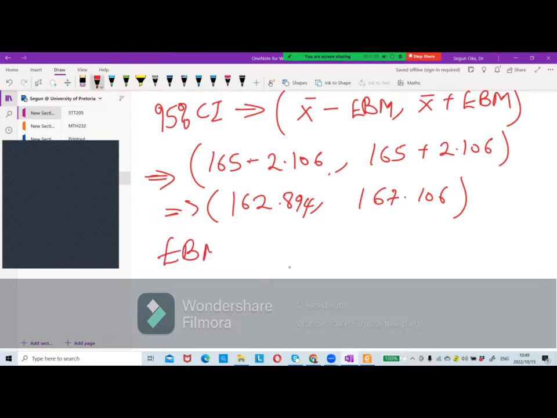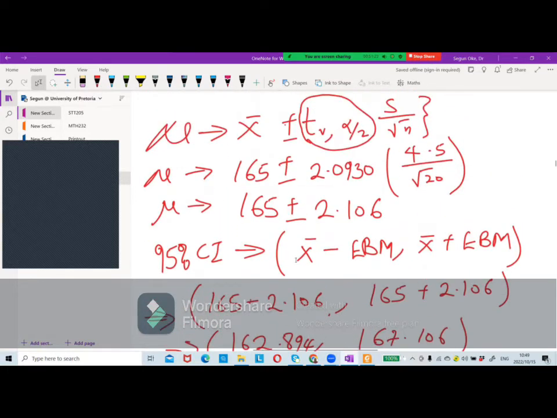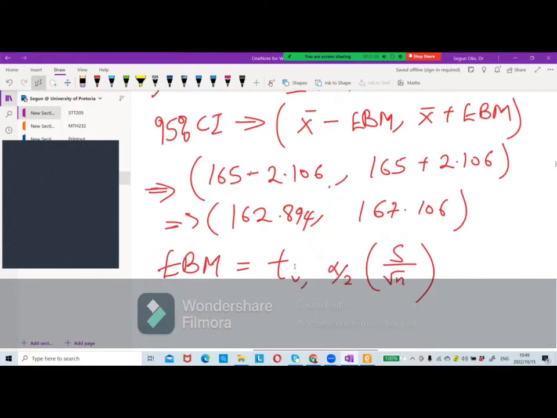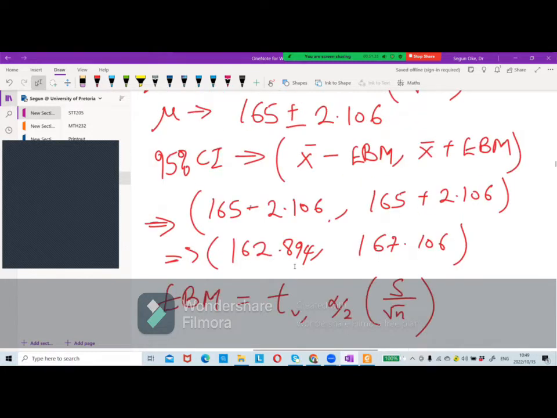For an EBM is the same thing as t alpha 2 and S over square root of n. So we've done the two together. Any question? If you have any question on this particular aspect, you should be able to solve it.